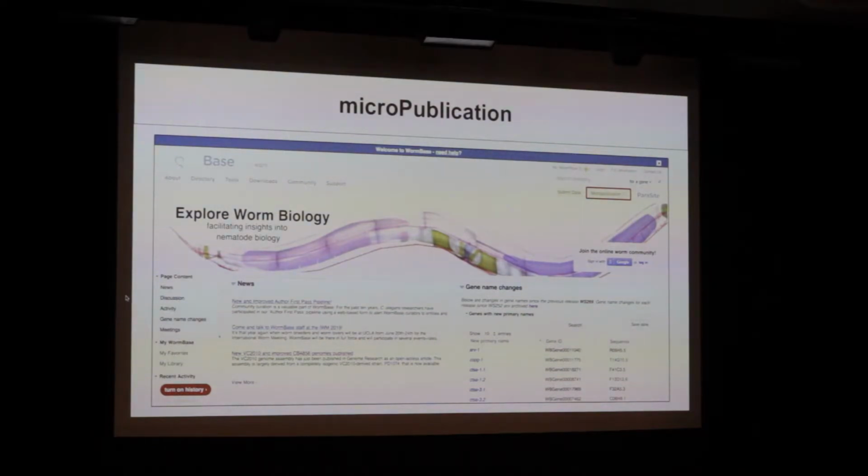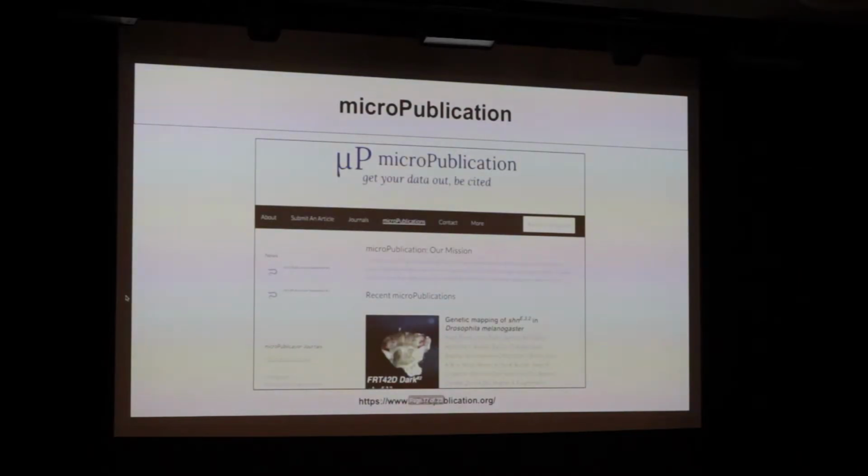So lastly, and very quickly, I want to talk a little bit more about micropublications that you've heard about from Paul's talk. The website for micropublication can also be accessed from the WormBase homepage. This is a project that got started at WormBase, but is expanding considerably to other organisms and to other scientific fields. So this is the micropublication biology homepage. If you're interested in more of the details about micropublications, please visit this page.